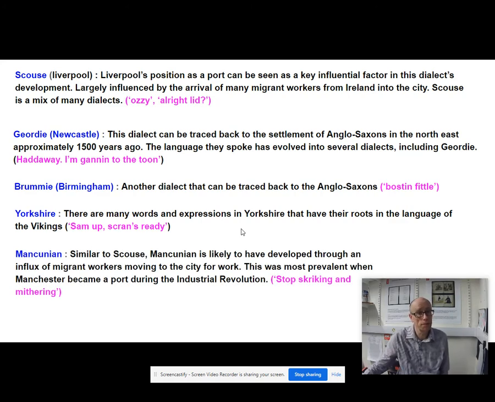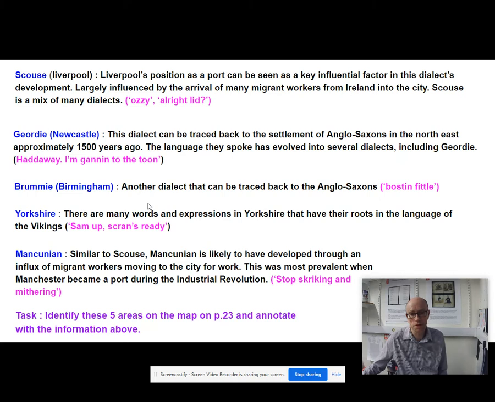You've got Mancunian, which is the dialect form of Manchester, which is similar to Scouse, but again, it's likely to have developed through an influx of migrant workers who moved to the city for work. This was really important, obviously, during the Industrial Revolution, which really begins in the middle of the 18th century. And Manchester, although it's hard to believe because it's quite a long way from the sea, actually became a port during this time.